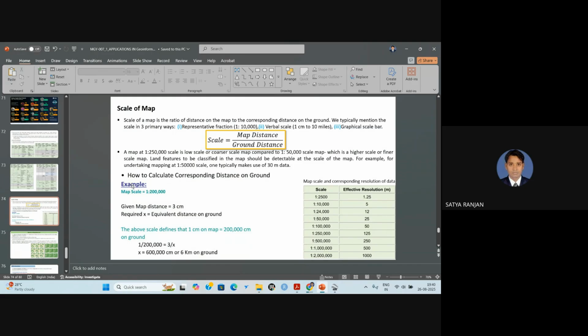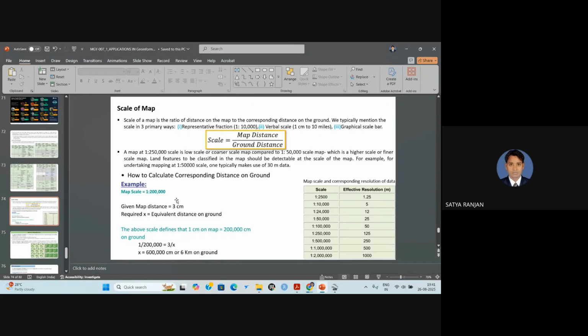Suppose one example is there. Suppose there is a map scale of 1 is to 2 lakhs, and the given map has a distance of 3 centimeters. Then what is the ground distance? We require the equivalent distance on the ground. So that is 1 is to 2 lakh into 3 into x. So x is equal to 6 lakh centimeter, that is 6 kilometer on the ground. So 3 centimeter on the map is 6 kilometer on the ground in the 1 is to 2 lakh scale.